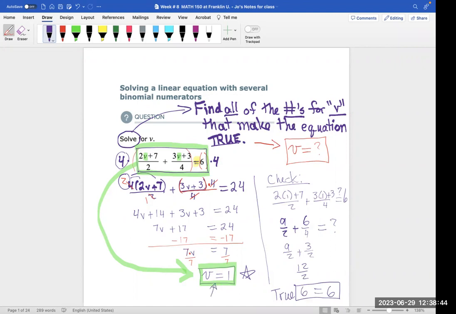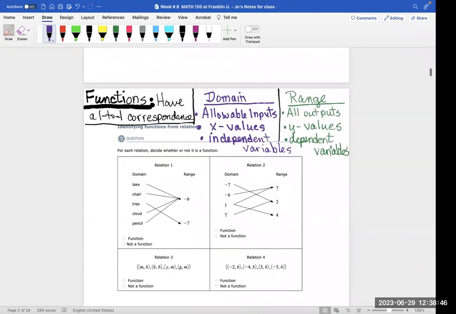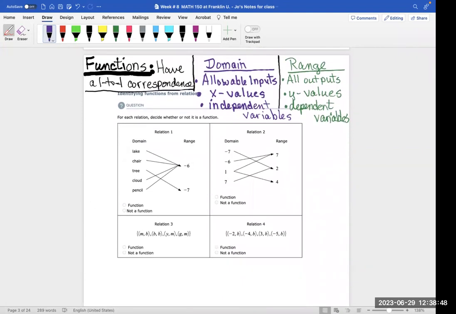Okay, yes, you'll be asked to solve equations on your test. Week 8, this is not on test number 2. Week 8 talks about domain and range. Domain is your input, range is your output. So my domain is here, my range is there.